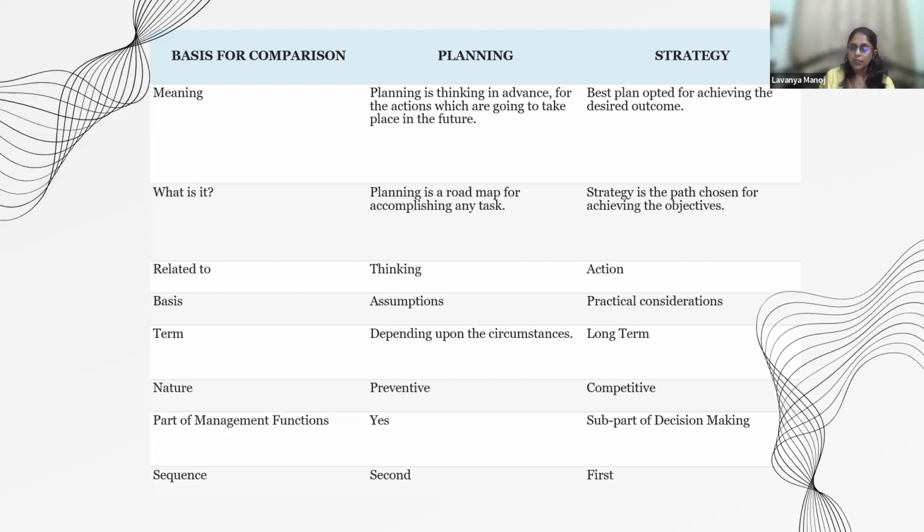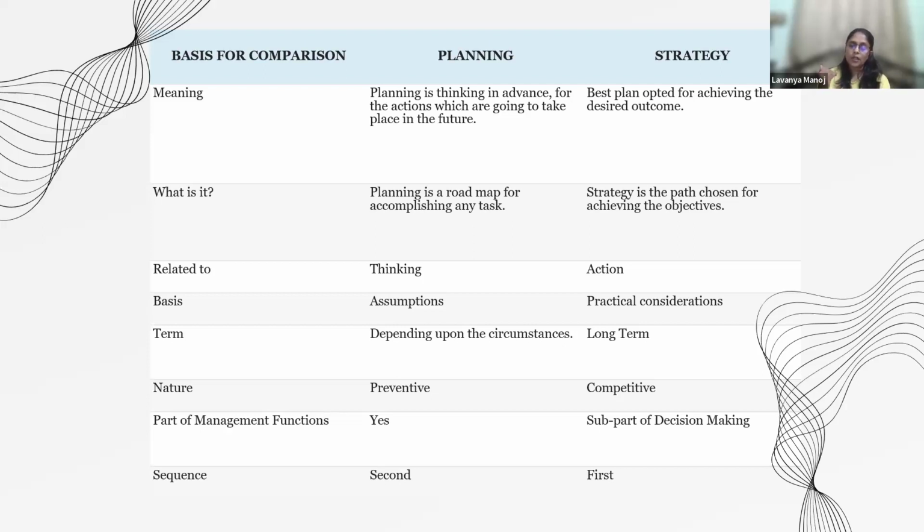Planning is related to thinking, whereas strategy is related to action. And the basis of planning is assumptions. Assumptions that if we utilize everything, we will achieve this goal in the future, or we will meet our objective in the future. So it's an assumption. Whereas the basis for strategy is practical considerations.